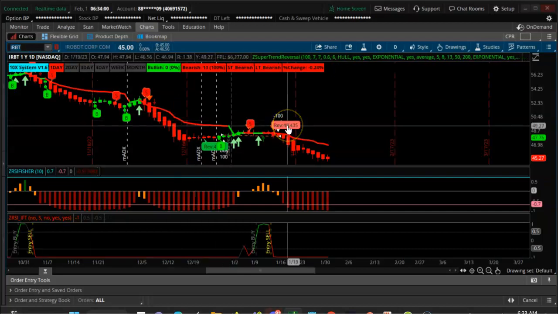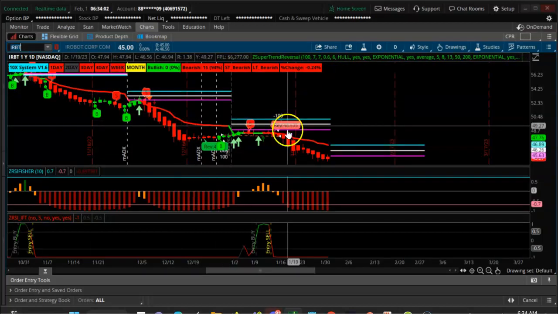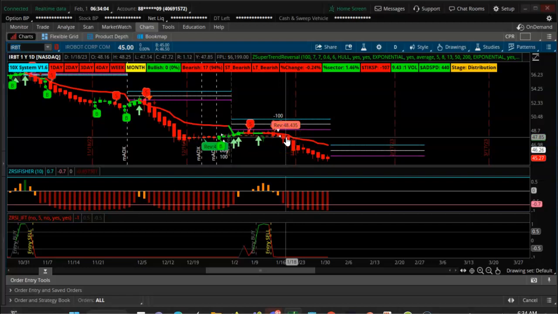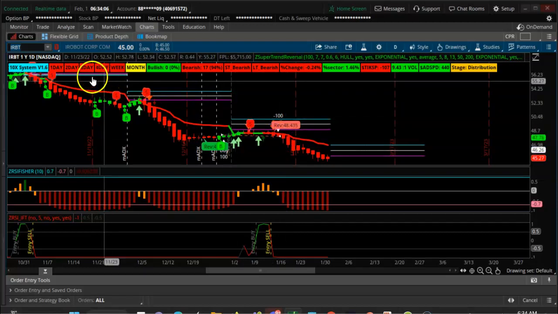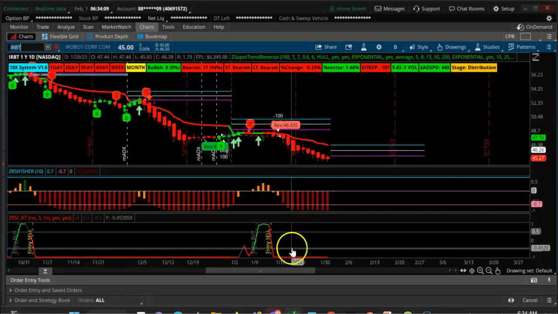You can see a downtrending stock. You can see all negative, negative, negative, negative.